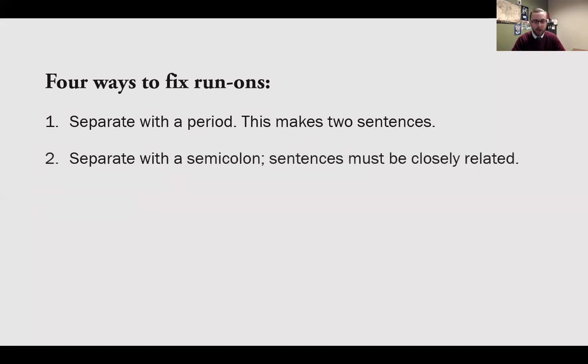You can also separate with a semicolon when the sentences are closely related. They have to be closely related. The way that the 2 ideas of the 2 sentences interact with each other has to be so obvious that we don't need anything else. And then we can use a semicolon to join them. So it's not quite as strong as a period. It doesn't quite break it into 2 complete sentences, but it's still very strong punctuation.